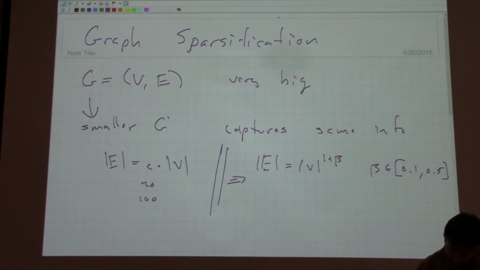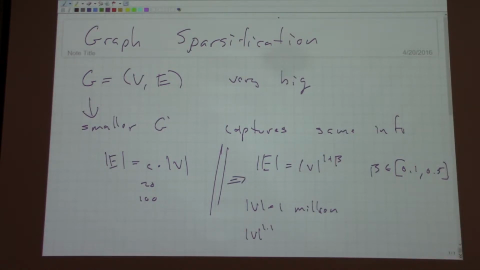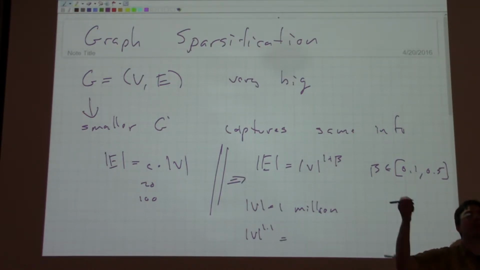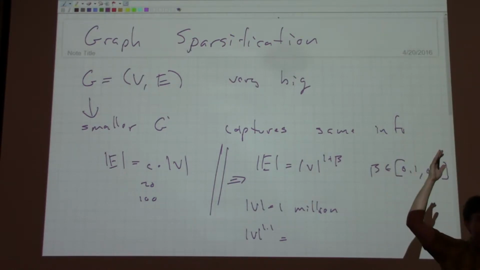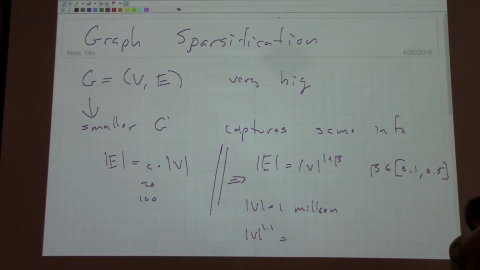Well, let's look at some numbers here. Let's say the number of vertices is 1 million. What is the number of vertices to the power 1.1? This seems like it must be huge, right? It's some polynomial of 1 million. This must be an unbearably large number. Any guesses? Quick guesses, top of your head. Shout them out. 2 million. 2 million. 4 million.